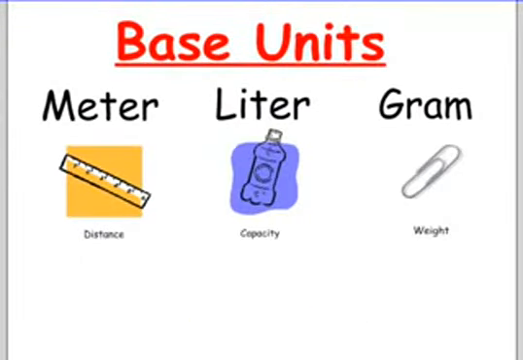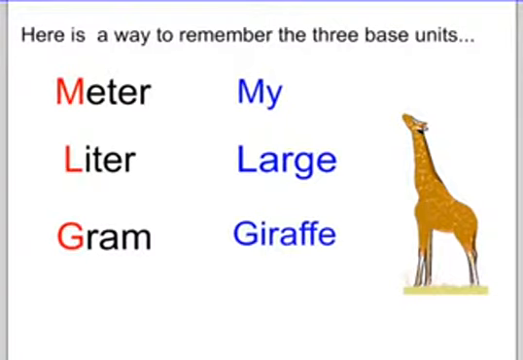Now there are three base units in the metric system. There are meters, liters, and grams. Meters are used for calculating distances, liters for capacity, and grams for weight. And one way to remember the three base units is my large giraffe. So it would be meter, liter, gram.